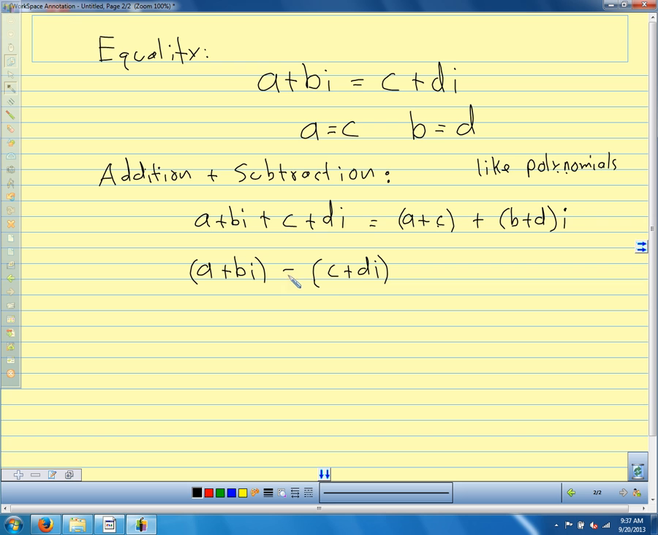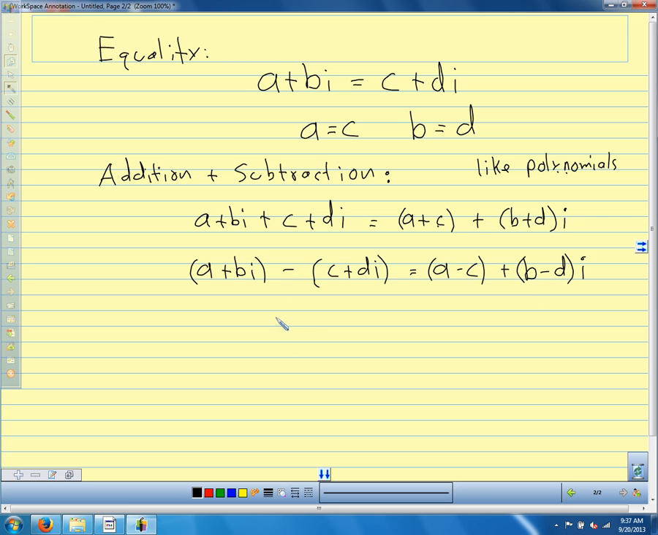we need to remember to subtract this entire quantity. A lot of times, if we have it written like this, we forget that we're subtracting the d part also. So this is a - c plus (b - d)i. So we're distributing the minus.